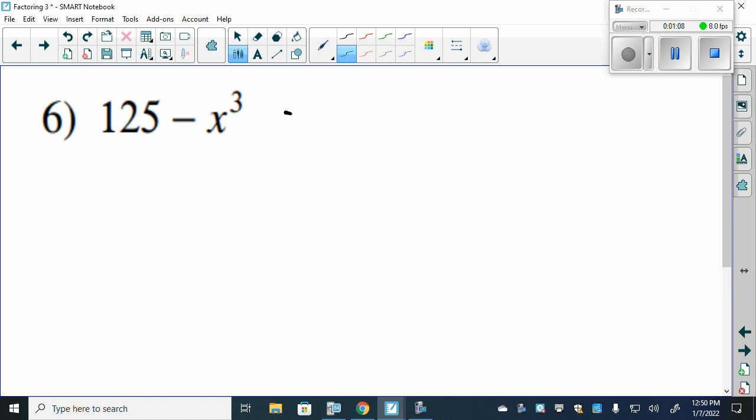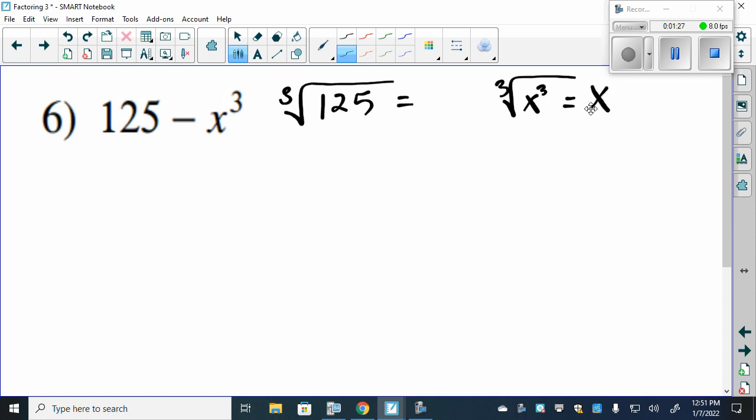So again, the first thing we can do is taking the cubed root of both terms to make sure that this is the difference of perfect cubes. And it also helps give us the two terms. Now the cubed root of x cubed is going to be x. Y'all remember what the cubed root of 125 is? Five. And if not, we could have plugged that into the calculator and it would have given us 5 as well.